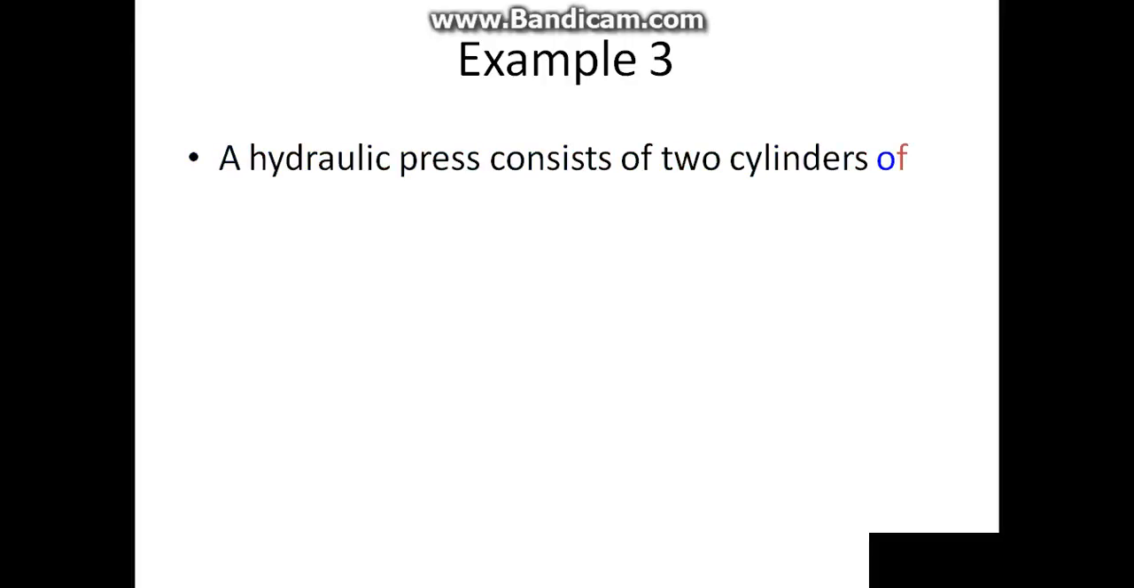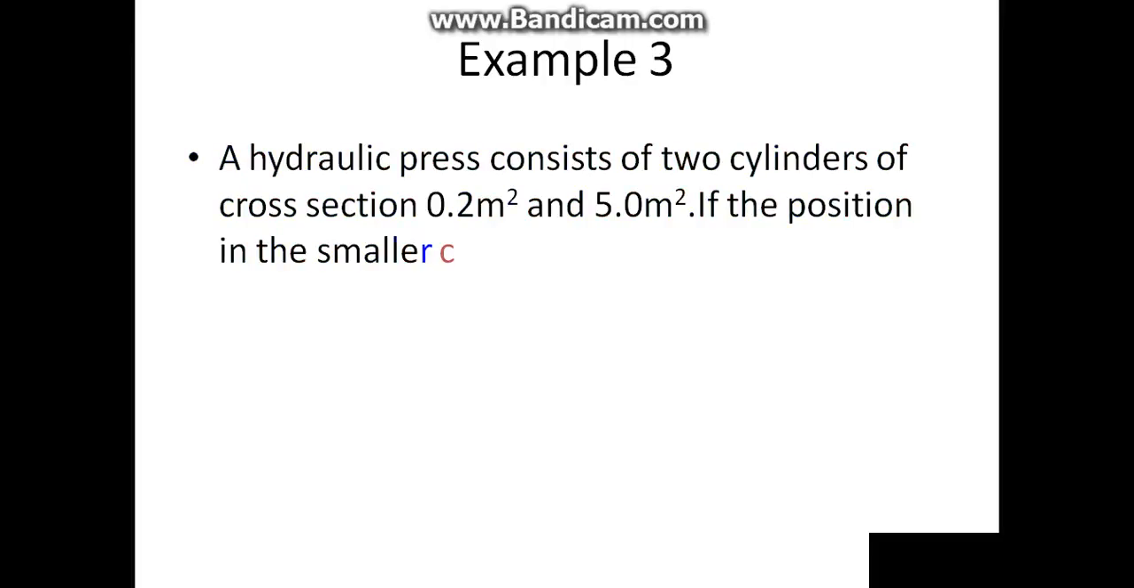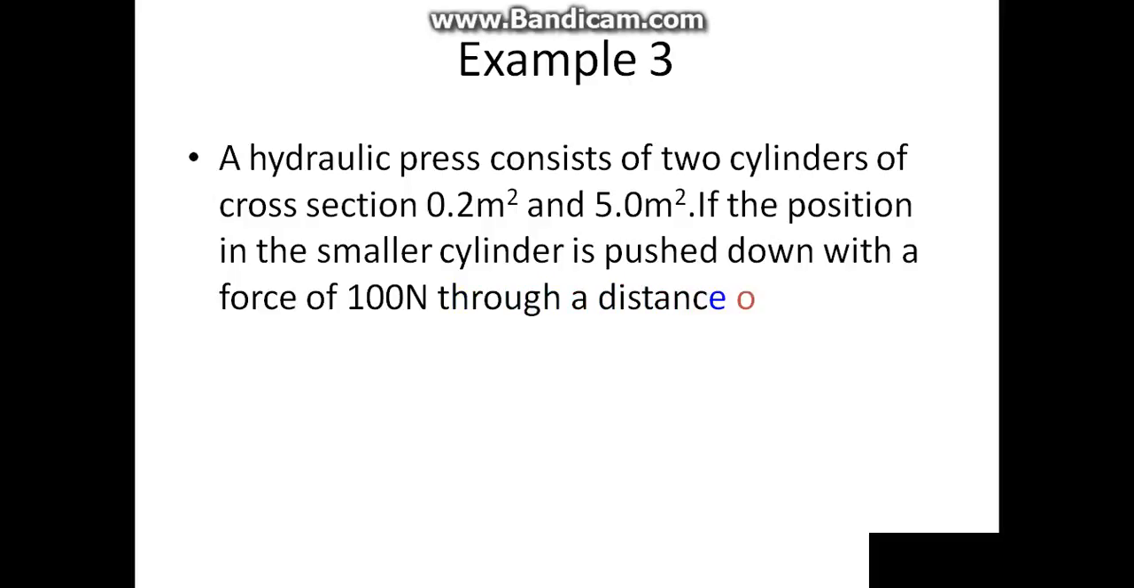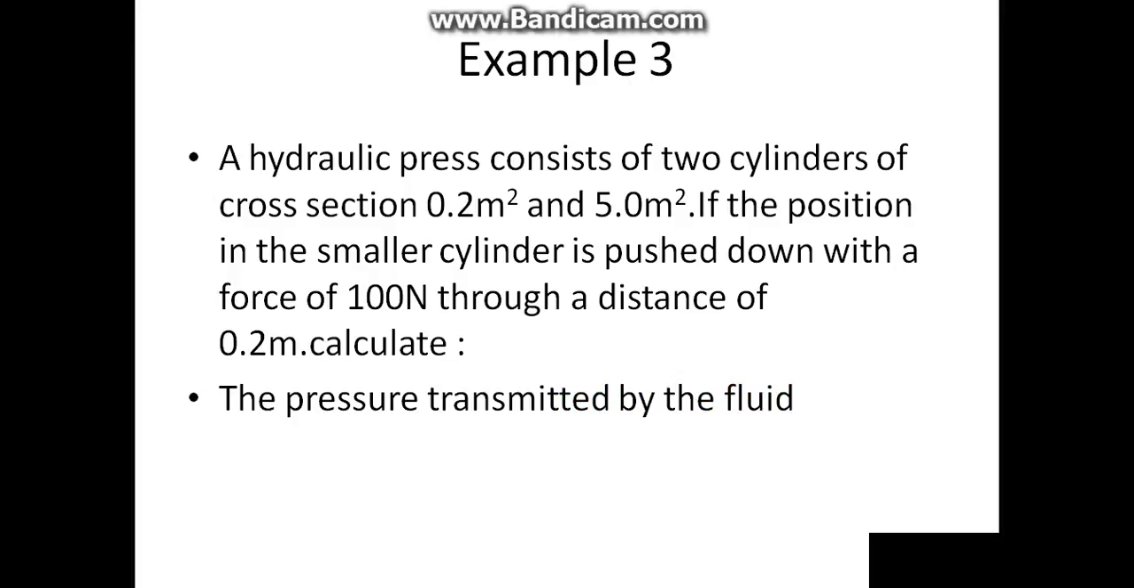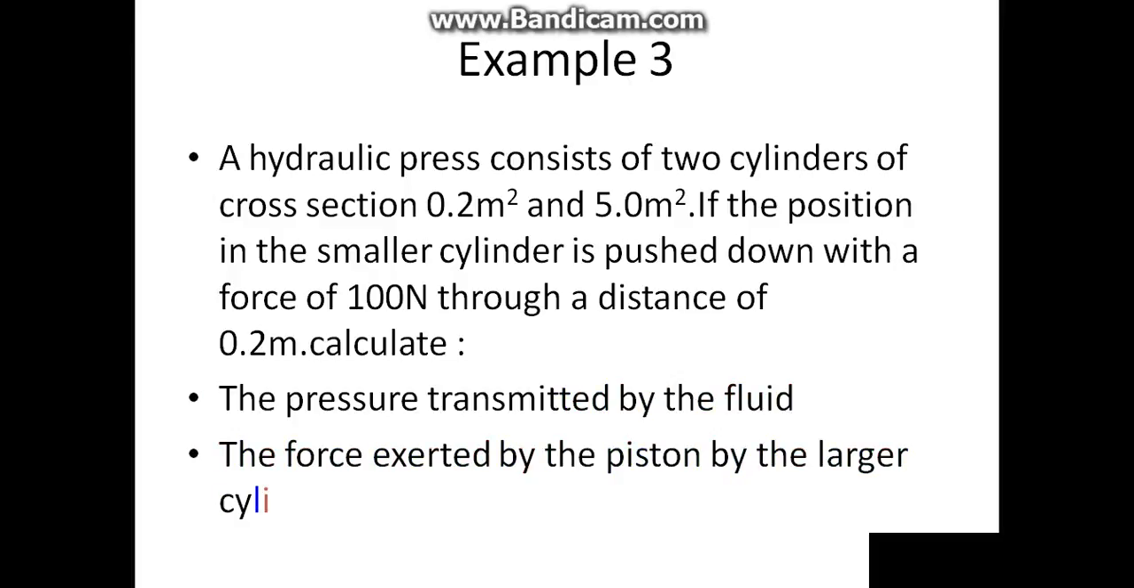Example 3. A hydraulic press consists of 2 cylinders of cross-section 0.2 square meters and 5.0 square meters. If the piston in the smaller cylinder is pushed down with a force of 100 Newton through a distance of 0.2 meter, calculate the pressure transmitted by the liquid and the force exerted by the piston in the larger cylinder.